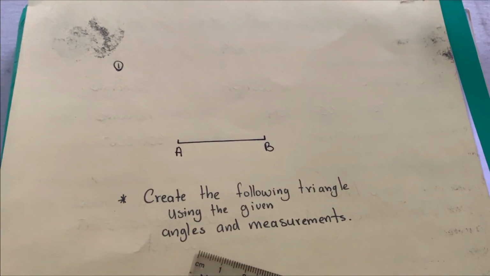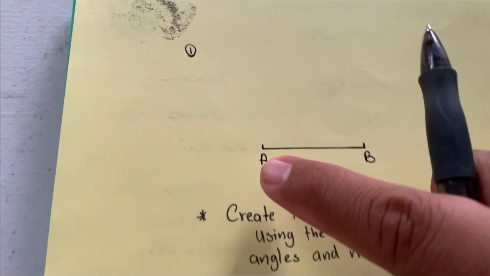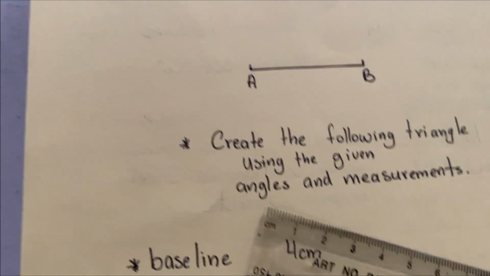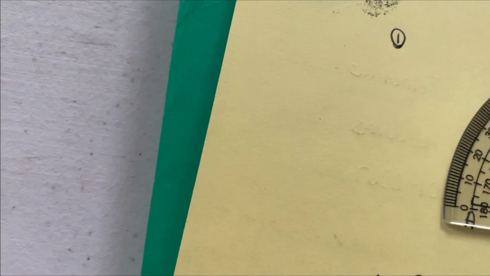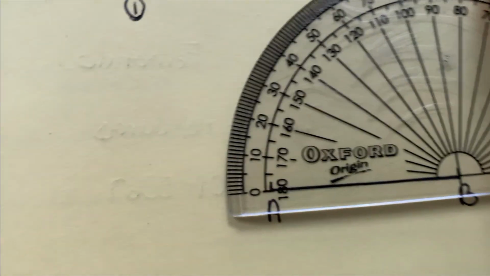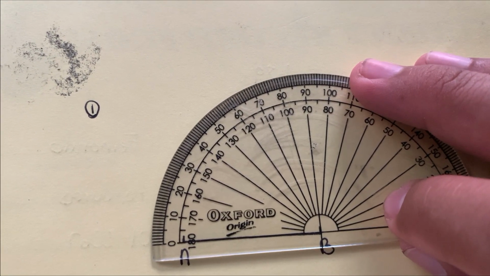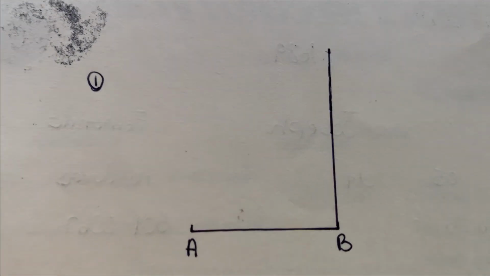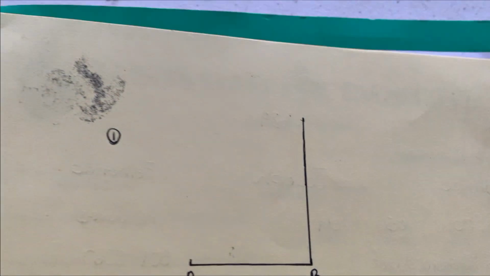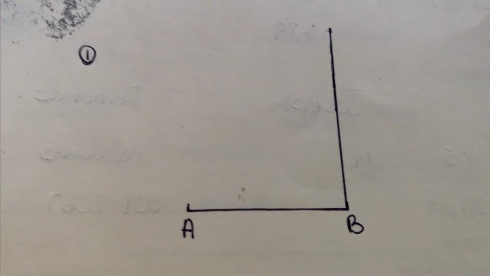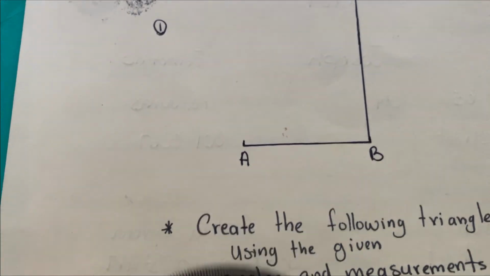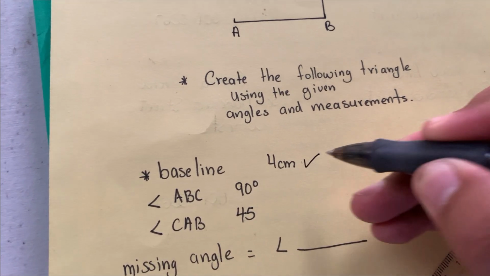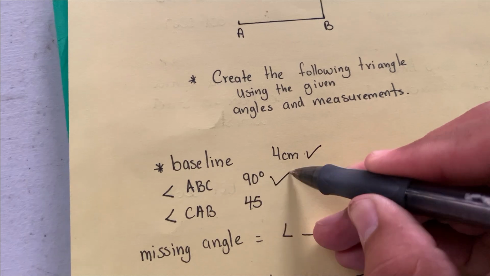So let's do the angle ABC at 90 degrees. You place your protractor here neatly, and then you draw your line that is at 90 degrees. You have created the angle ABC that is at 90 degrees. This is just part of the triangle. So we did already the baseline of 4 centimeters, and we have created an angle that is 90 degrees.